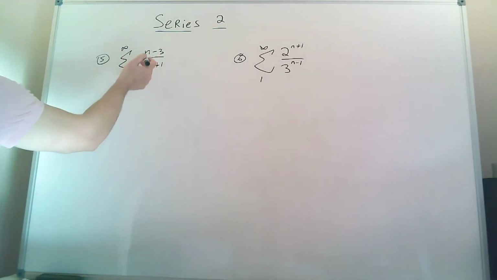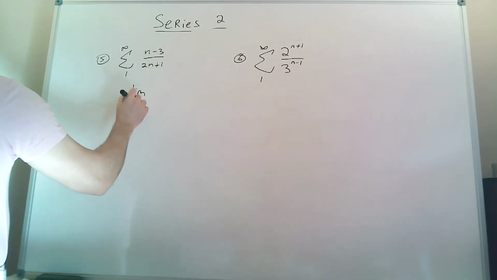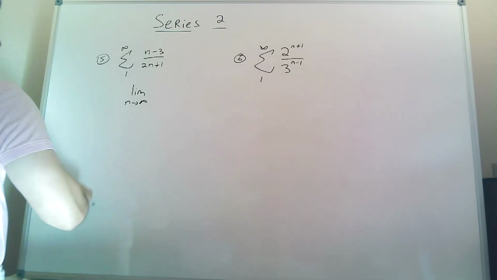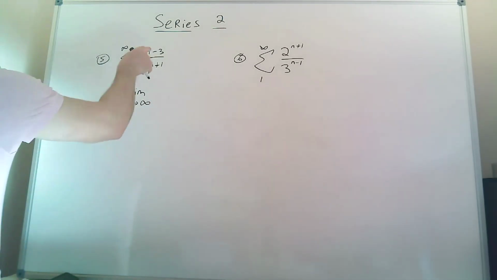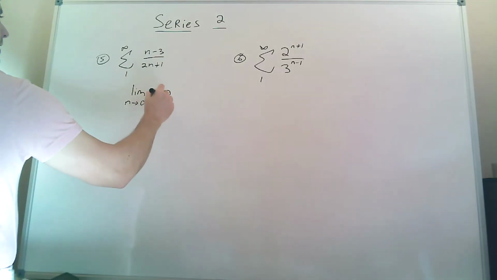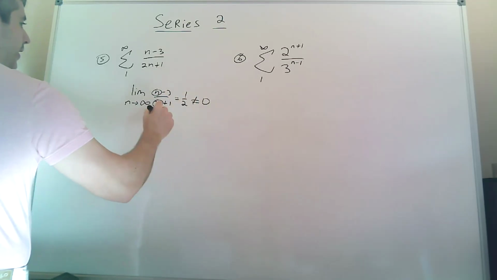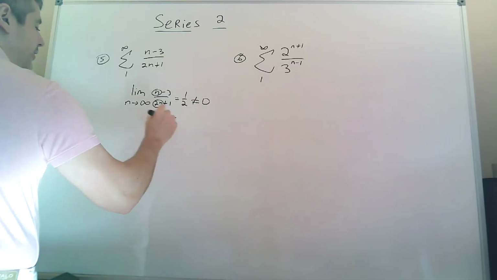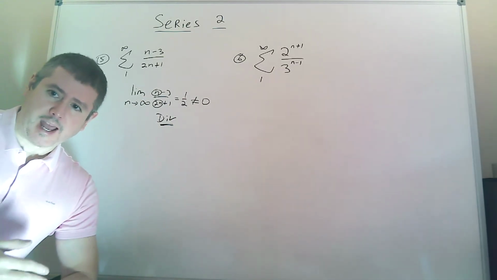Right, the top and the bottom. This is not ln, but this is really easy. If I take the limit as n goes to infinity of that, L'Hopital, highest power, you get 1/2. That's not equal to 0, hence diverge by the limit test. So simple, but you have to recognize that the series are going to be mixed together.